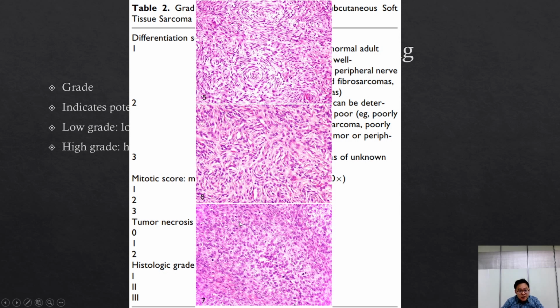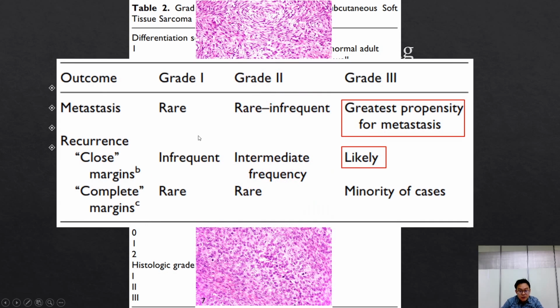And this one is the differentiation score 3. Histological patterns are not evident to indicate a particular phenotype compared with the upper two figures. So we usually do retrospective research to determine the grade, with high grade being worse, low grade being better typically. As you can see in this table, grade 3 soft tissue sarcomas has greatest propensity for metastasis and likely to recur if the margin is close.